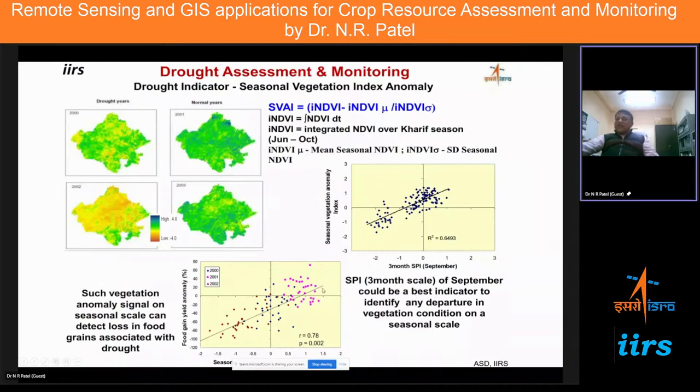So whenever there is drought, the food grain yield anomaly is very much negative. You can see say 70-80% of food grain is lost. But when it is an above-normal year, then it is positive, like 2003, 2001, 2003.